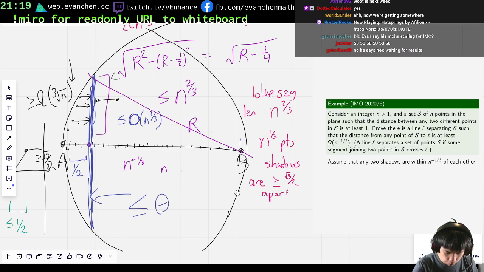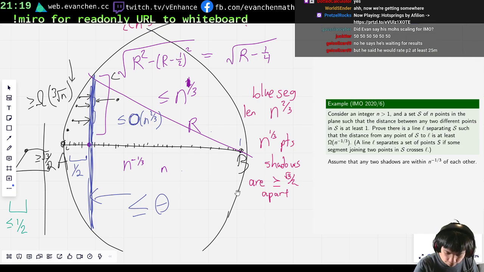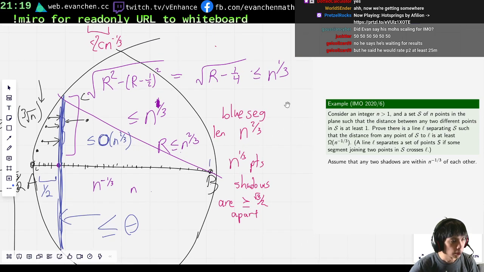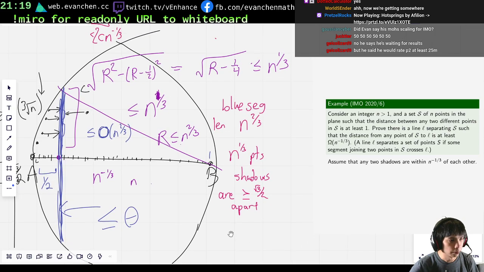Oh, sorry. N to the 1/3. This is 1. Sorry, this is like square root. So R is n to the 2/3, so this segment is at most n to the 1/3. There we go. And that'll do it. So the length of the blue segment is too short to accommodate the shadows being √3/2 apart. And once I push the constant c sufficiently small, this will work. Man, what a mess.